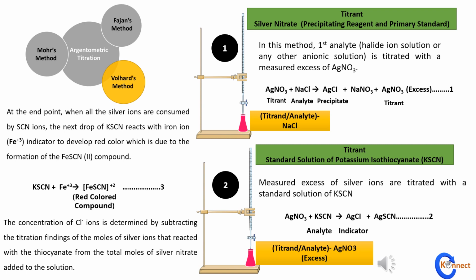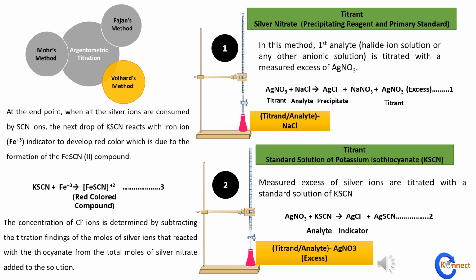This measured excess of silver ion is used as analyte in the second step and titrated with the standard solution of potassium thiocyanate. At the end point, when all the silver ions are consumed by thiocyanate ions, the next drop of potassium thiocyanate reacts with the ferric ion indicator and develops a red colored solution, which is due to the formation of the ferric thiocyanate compound. Kindly see equations number 2 and 3.